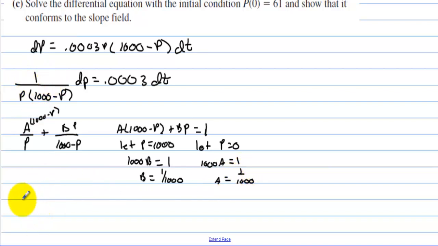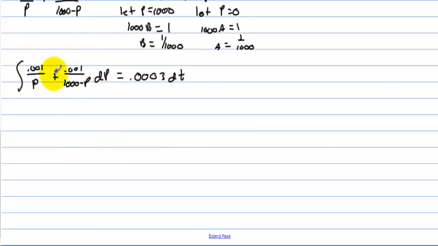This becomes the integral of, we've got to take the integral of both sides, 0.001 over P, and then plus 0.001 over 1,000 minus P dP is equal to 0.0003 dt. 1/1000th is the same as 0.001. Let's multiply before we do the integral. We're going to multiply everybody by 1,000. We get 1 over P plus 1 over 1,000 minus P dP is equal to 0.3 dt.